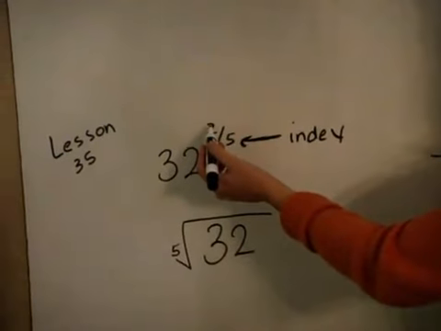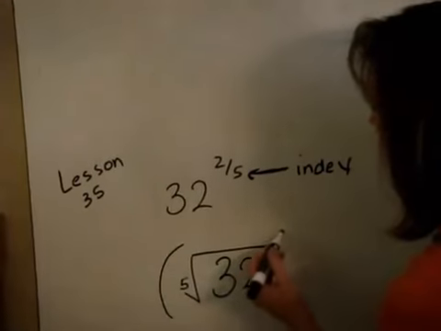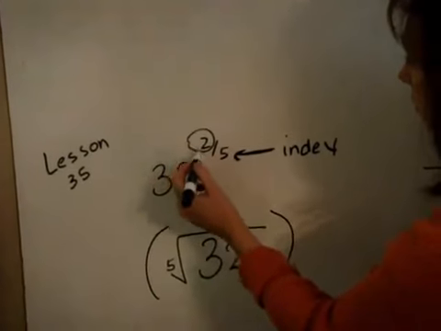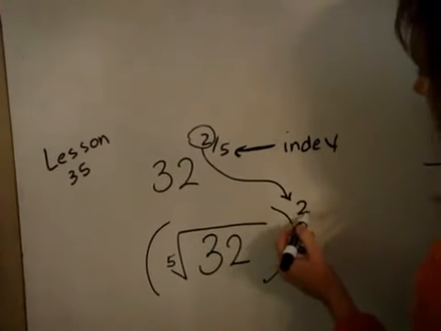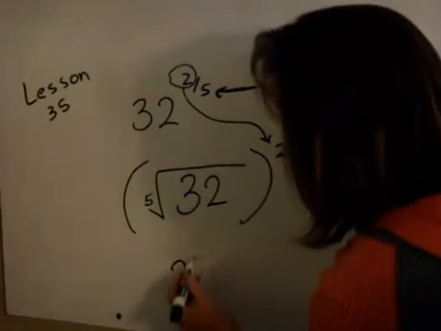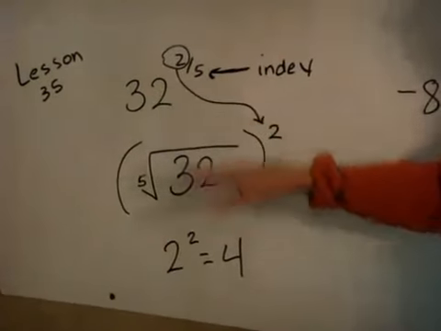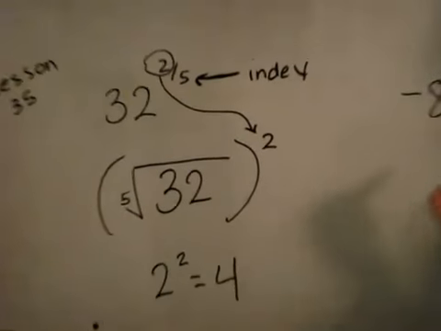The top number is the power that you raise the whole thing to. So it's going to be the 5th root of 32. We have this 2. It's going to go right here, squared. The 5th root of 32 is 2. 2 squared is 4. So 32 to the 2/5 power is simply 4. Let's look at this one.